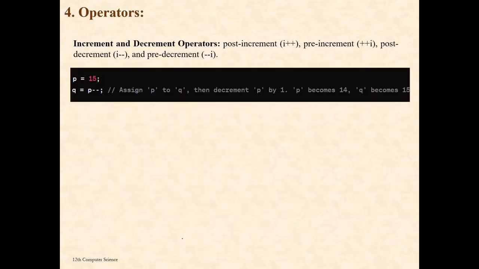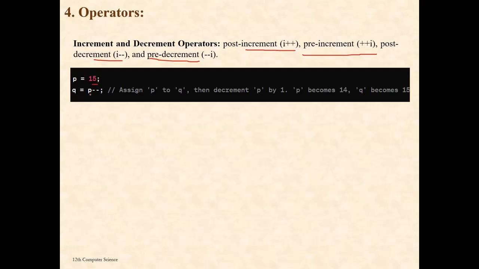Increment and decrement operators are also there. p is equal to 15 and it must be an integer variable. What we are doing is using the post decrement operator here. How many types of increment and decrement operators are there? Post increment, pre increment, post decrement, and pre decrement. Now we will use the post decrement first. In post decrement, p's value will be assigned to q. What is p's value? Yes, it's 15.